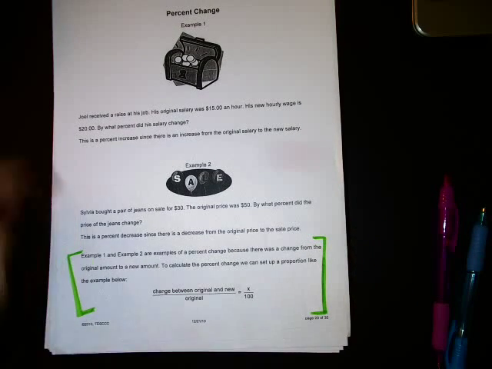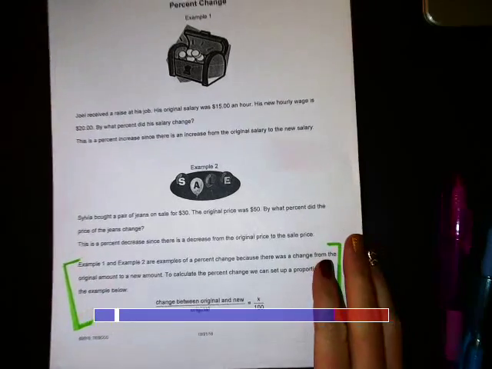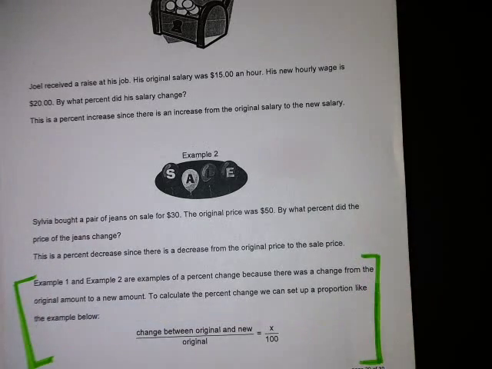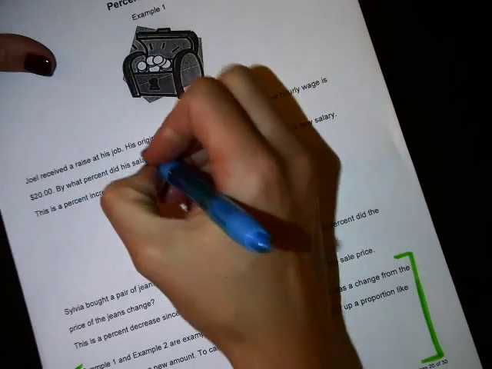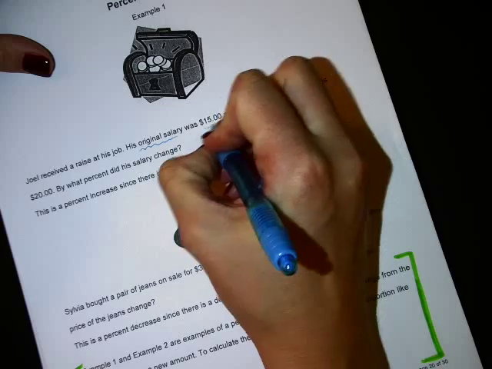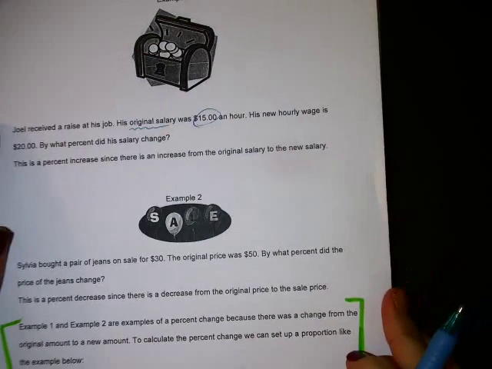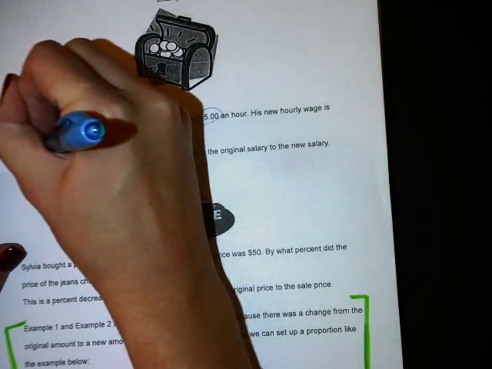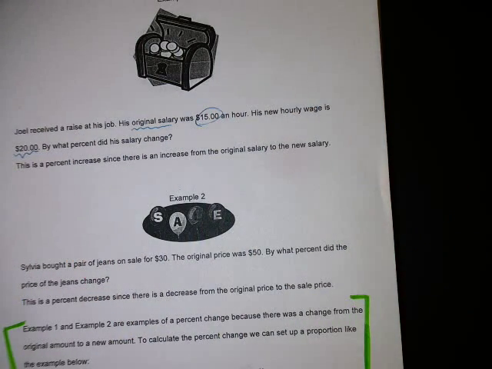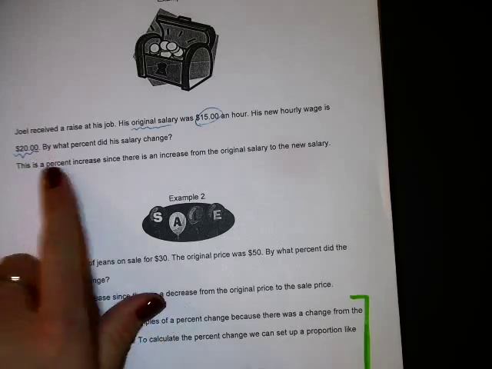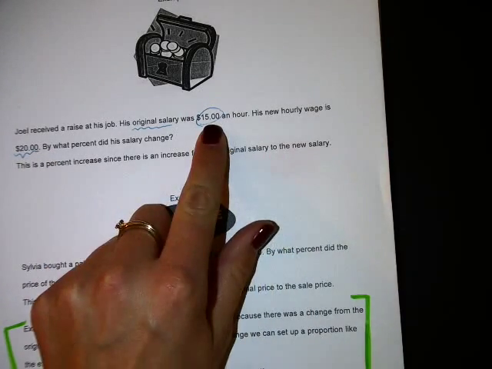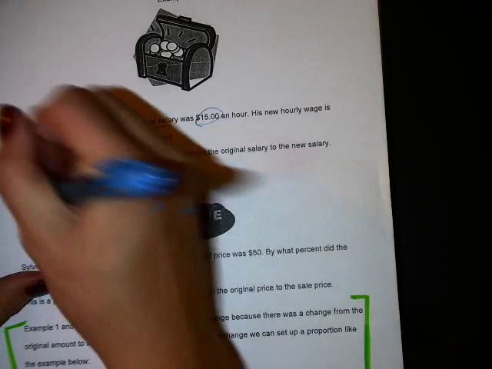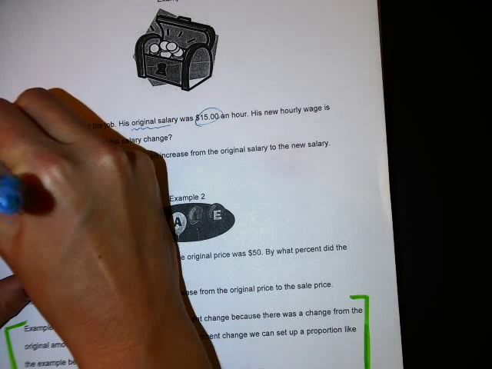So let's look at this example 1. Joel received a raise at his job. His original salary was $15 an hour. His new hourly wage is $20 an hour. By what percentage did his salary change? Well, before we even read this sentence, we can say, okay, it went from $15 to $20. So this is an increase situation.